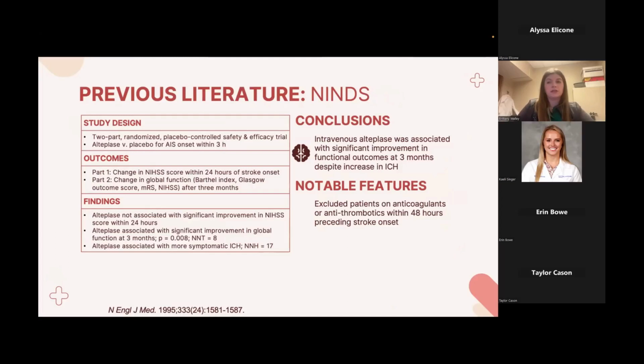Starting with NINDS, this landmark trial established the efficacy of Alteplase in improvement of functional outcomes in patients who presented with an acute ischemic stroke within 3 hours, and notably patients who had taken anticoagulants or antithrombotics within 48 hours preceding stroke symptoms were excluded.